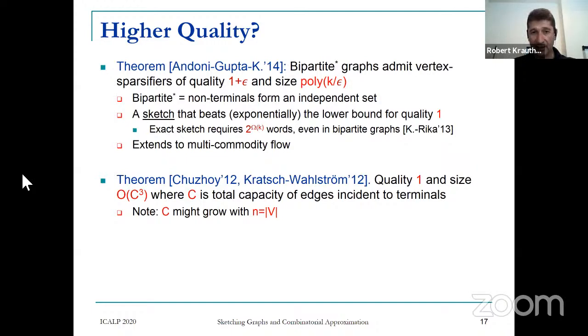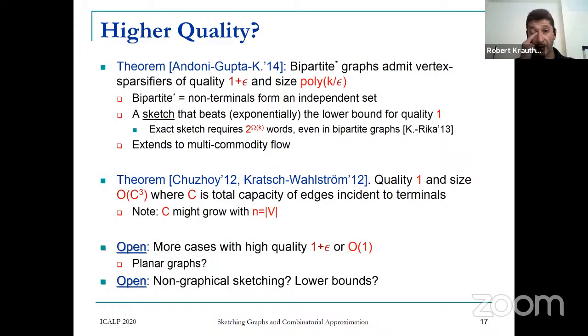Now, there are other results that depend not on k, the number of terminals, but on the capacity. So it might depend on n, and I mentioned it here. I'll try to speed up because I want to say a little bit about this proof, one more technical idea. So it's still open to do this for other families like planar graphs. Maybe for general graphs something like a non-graphical sketch or a lower bound. These are really interesting questions, because most research is focused on the exact approximation one and not on 1 plus epsilon.